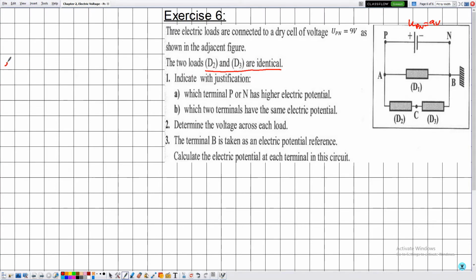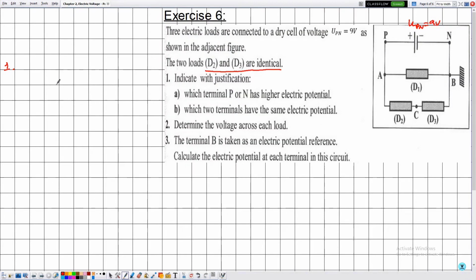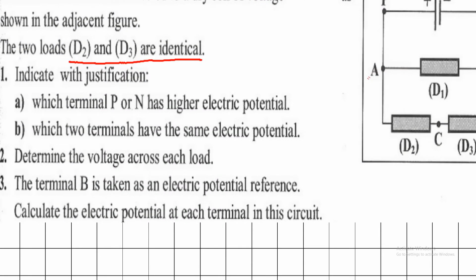Then number 1, they are telling me to indicate with a justification. Indicate by itself means that we need to specify with a justification. Part A, which terminal P or N has higher electric potential? And here by the electric potential they mean V. Higher means greater. So in other words, we need to compare the electric potentials at the point P and at the point N. So we need to say if one is greater, smaller, or less than the other.